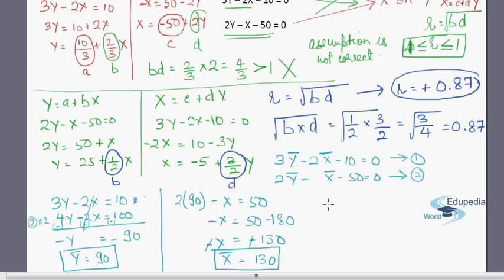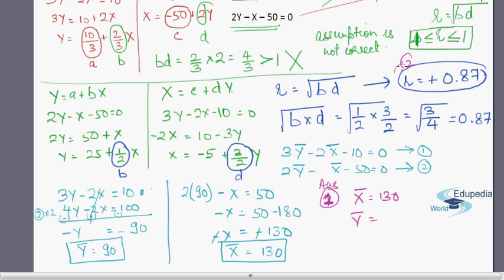Okay, so finally my answer is the value of x bar equals 130. In fact, this is the first part of the question. The second is y bar equal to 90. Okay, so that's the solution of this problem. Hope it's clear and easy. It's just the reverse of what we used to do previously.